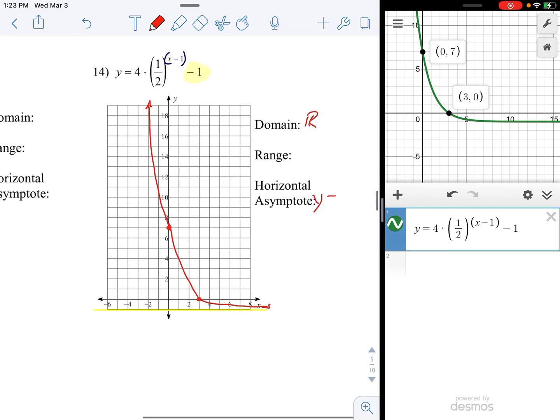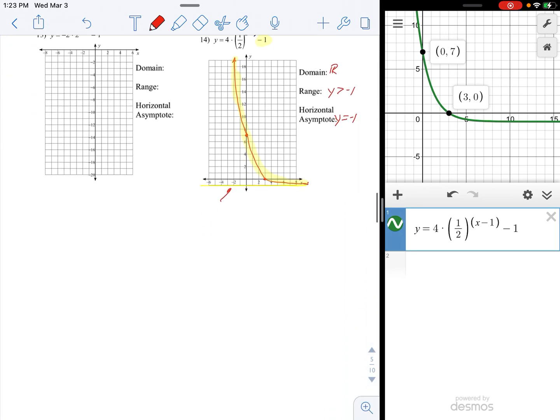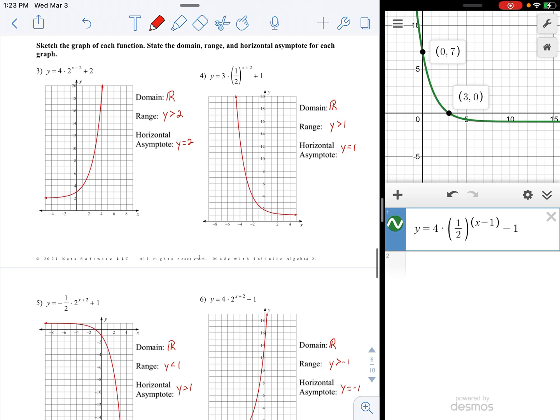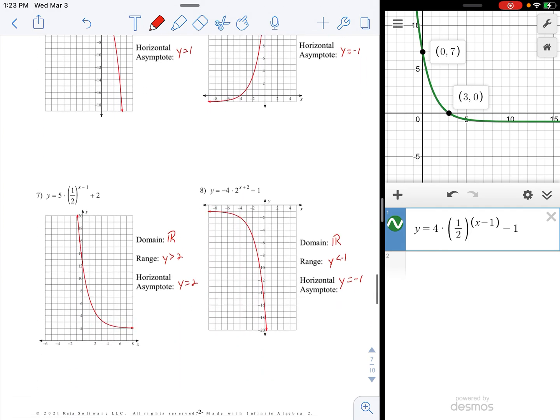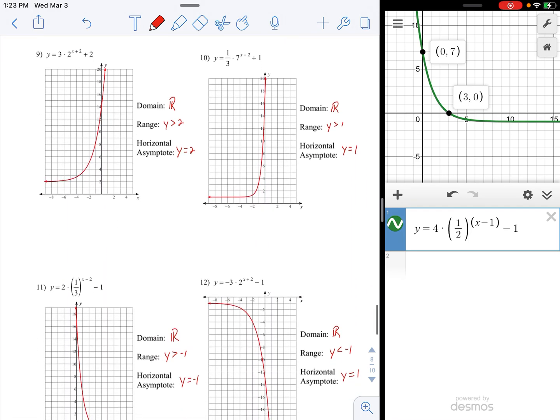Horizontal asymptote, y equals -1. Range, y is greater than -1 because the graph is above the asymptote. And there it is. Now, I have not been checking myself, but I did handwrite in the answer key, so yeah, should be good.